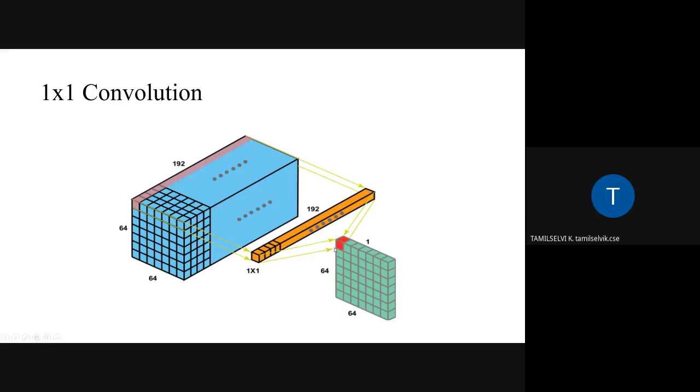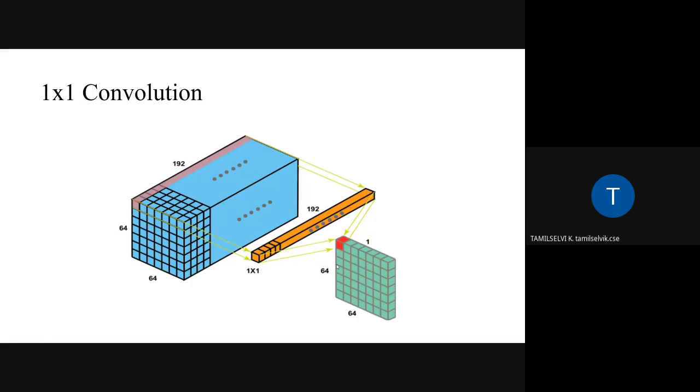This is going to be the value for this first pixel. This is what 1 cross 1 convolution is. 1 cross 1 convolution is applicable in order to reduce the depth. Am I right? Now the depth, instead of 192, you are having the depth as 1. If the depth is more, the number of parameters may also increase. This is one way of reducing the depth.